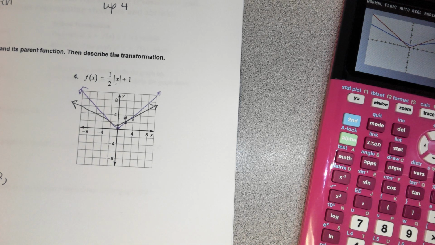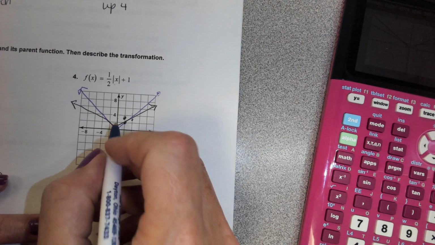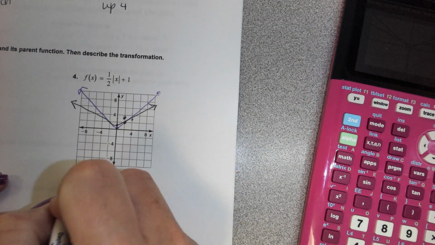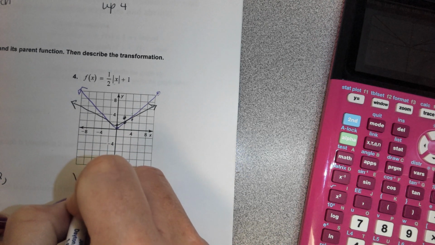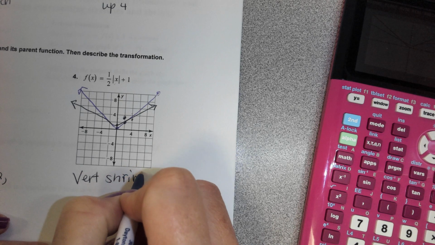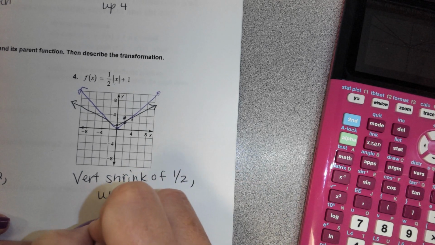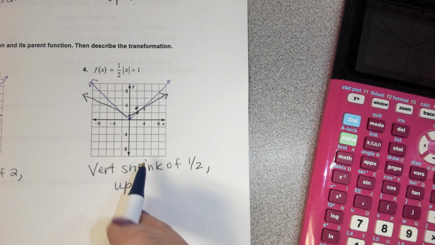So to describe these transformations, I am going to have to use that terminology that we've been talking about. Well, this is going to be a couple of different things here. This is going to be a vertical shrink of 1/2, and it went up 1. Okay? Those are the things that happen.